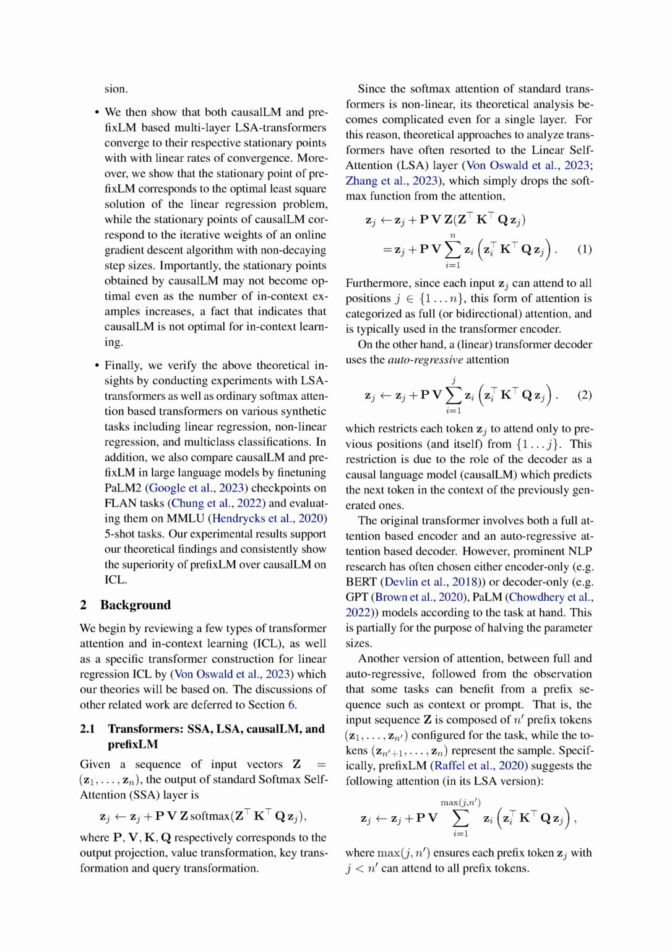to CausalLM models. This paper provides a formal proof of the relationship between multi-layer linear self-attention, LSA, transformers and multi-step gradient descent in linear regression, and shows that both CausalLM and prefixLM models converge to their respective stationary points. Experimental results support the theoretical findings and demonstrate the superiority of prefixLM over CausalLM on in-context learning tasks.